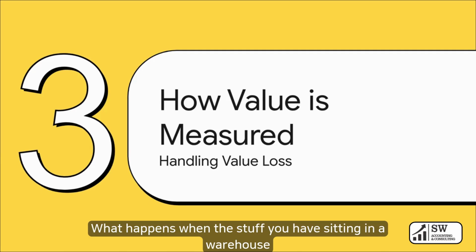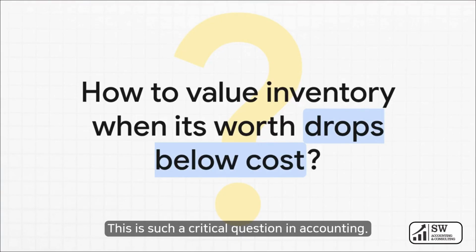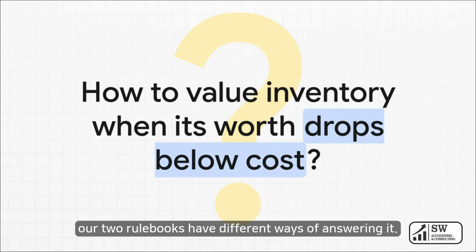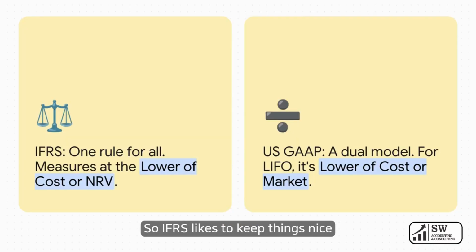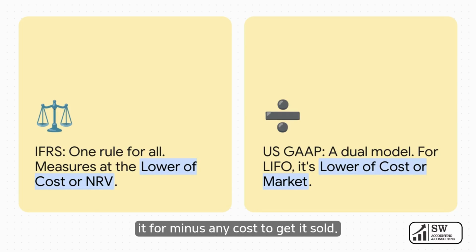All right, next up, let's talk about something every business dreads. What happens when the stuff you have sitting in a warehouse is suddenly worth less than what you paid for it? This is such a critical question in accounting, and as you might guess, our two rulebooks have different ways of answering it. So IFRS likes to keep things nice and tidy with one single rule for everyone. You measure inventory at whatever is lower, its original cost or its net realizable value, which is just a fancy way of saying the price you think you can sell it for minus any cost to get it sold.